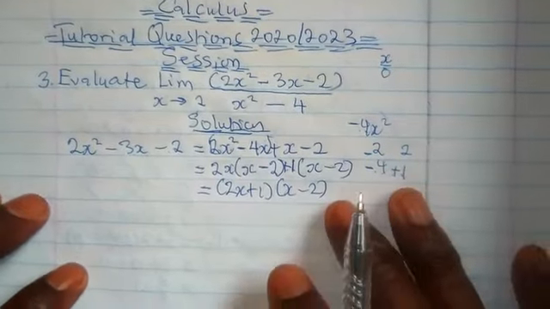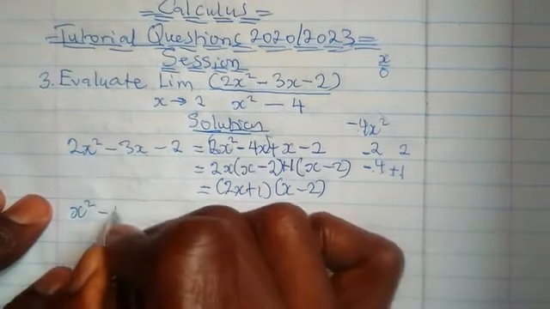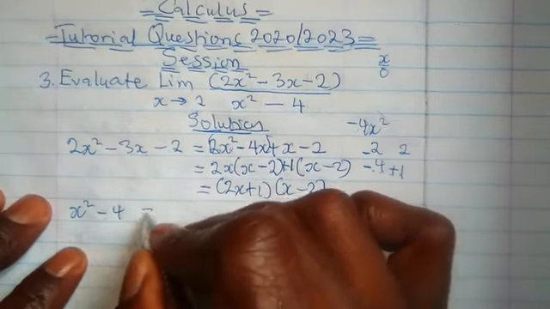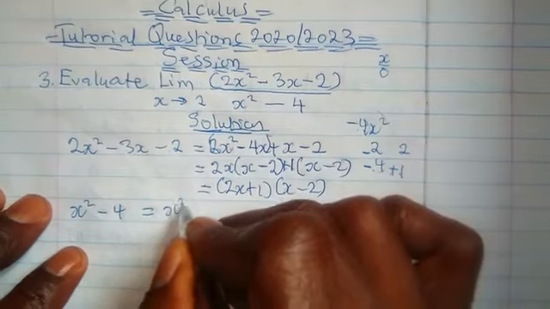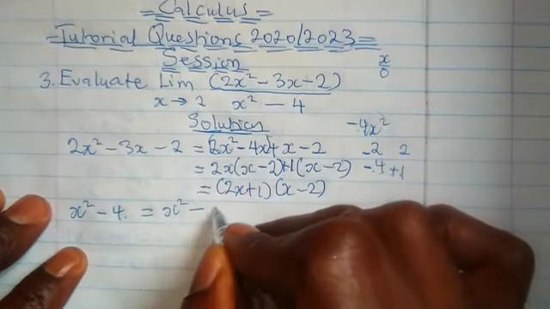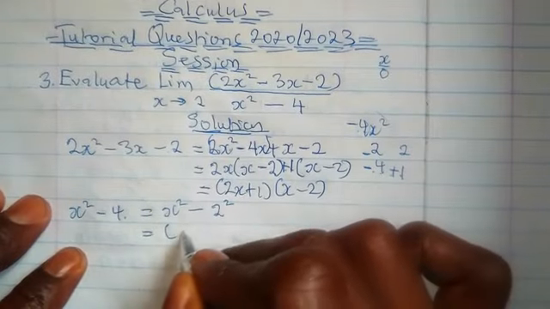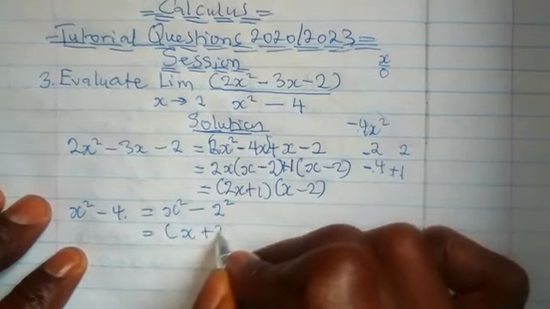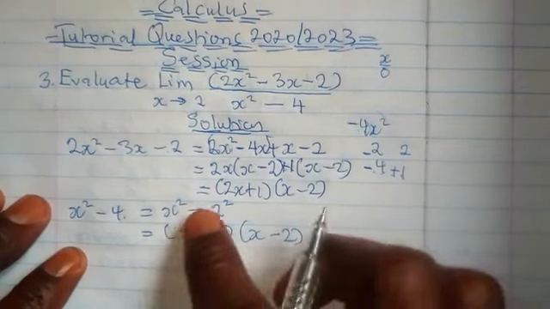Now the next thing we are going to do is to take the denominator, which is x squared minus 4. This is a case of difference of two squares. In other words, you can say x squared minus, this 4 can be written as 2 squared. If we take the difference of two squares here, we take x plus 2 and then x minus 2.